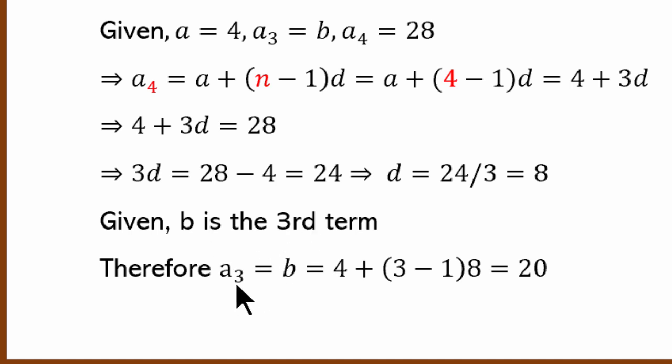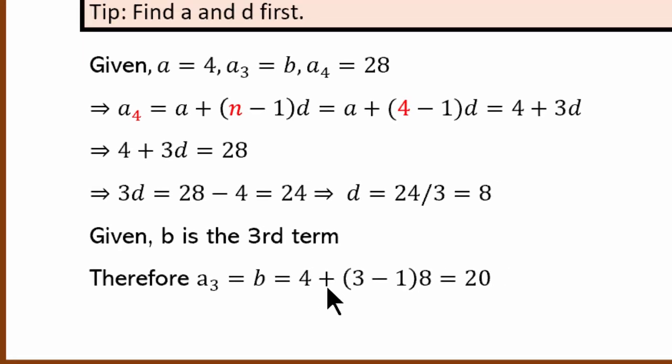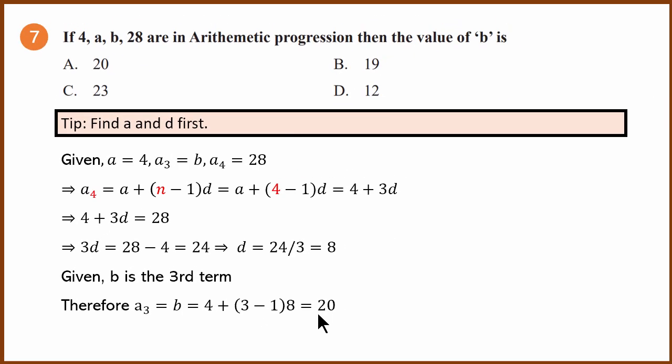A3 equals B, which is equal to the formula A plus n minus 1 D. A is 4, n minus 1 is 3 minus 1, which is 2, and the difference is 8. So 8 times 2 is 16, 16 plus 4 is 20. Answer is A. This is a slightly tricky question.